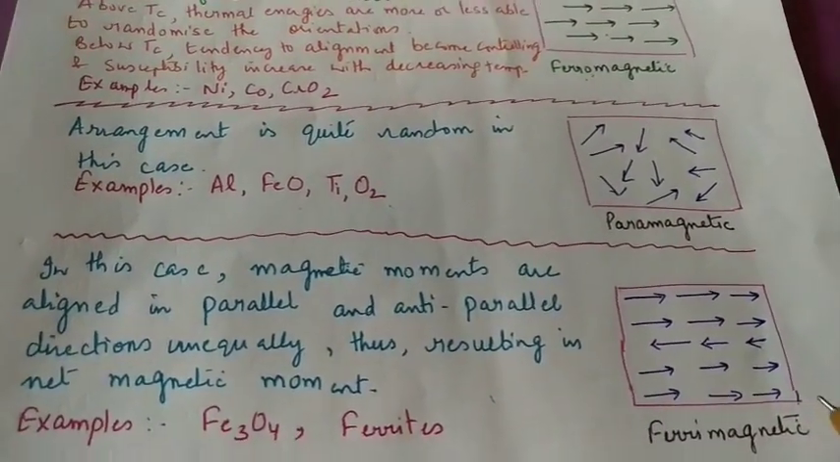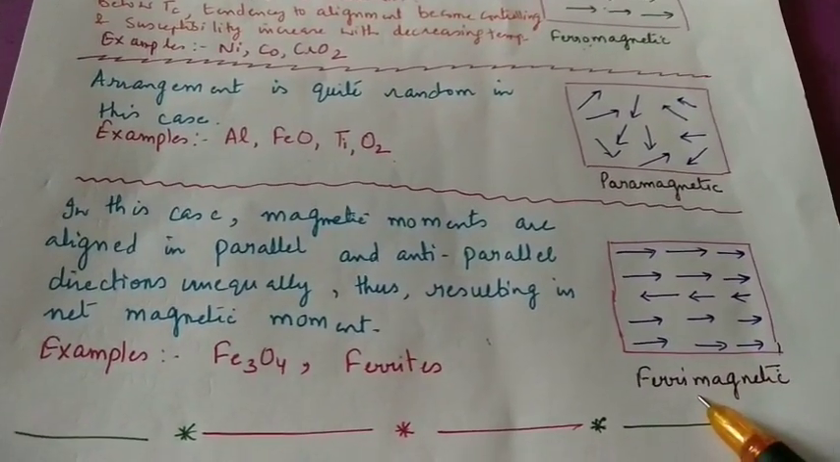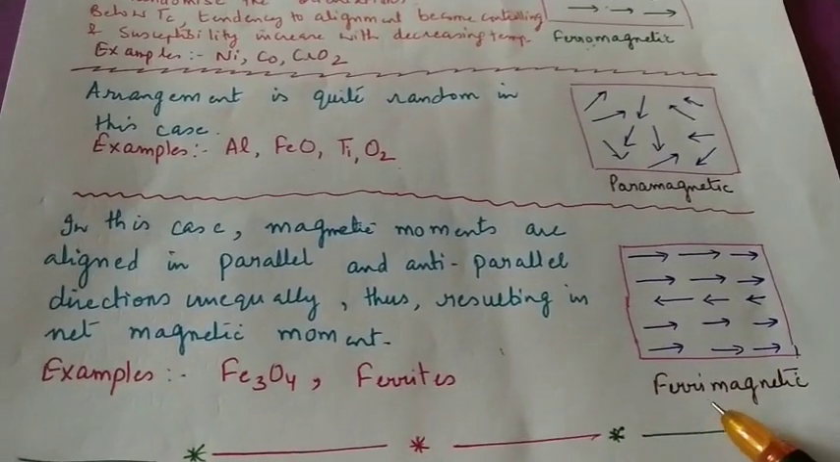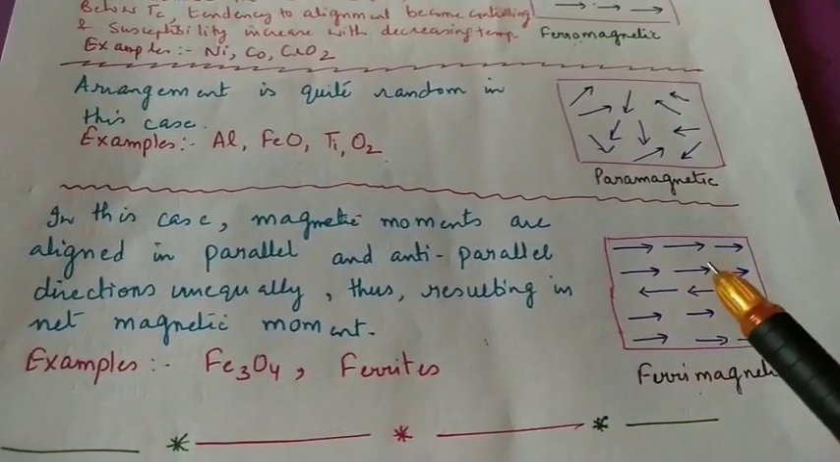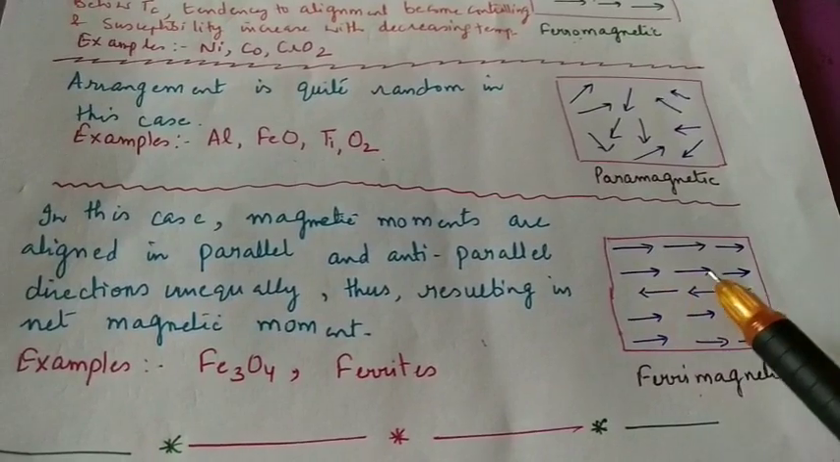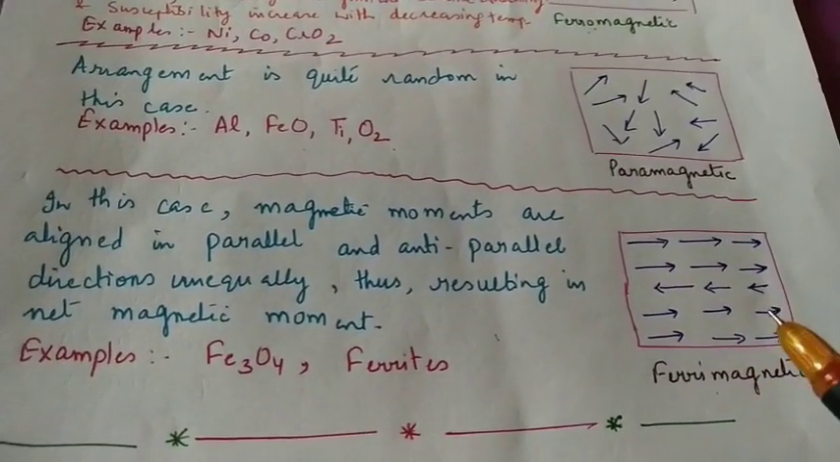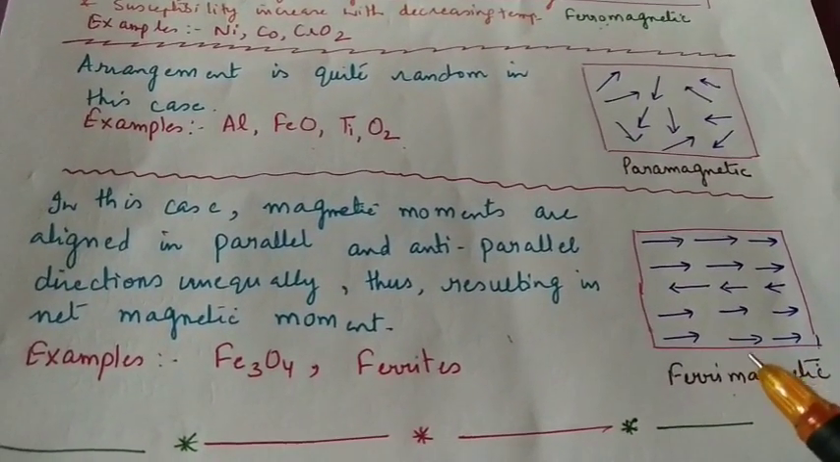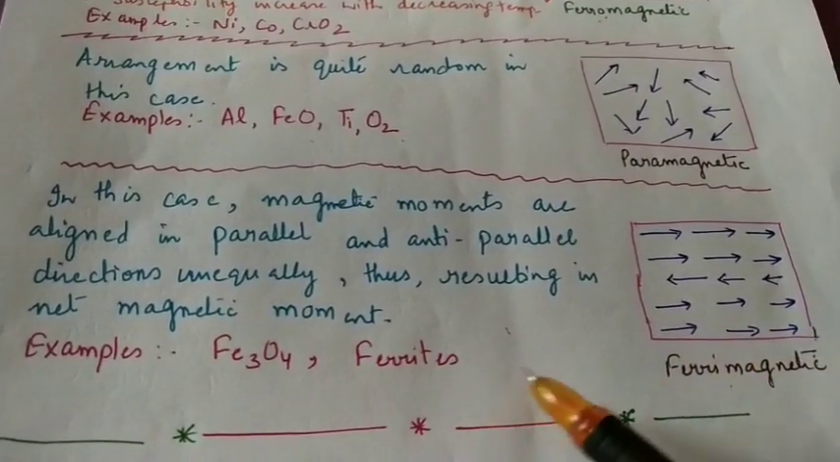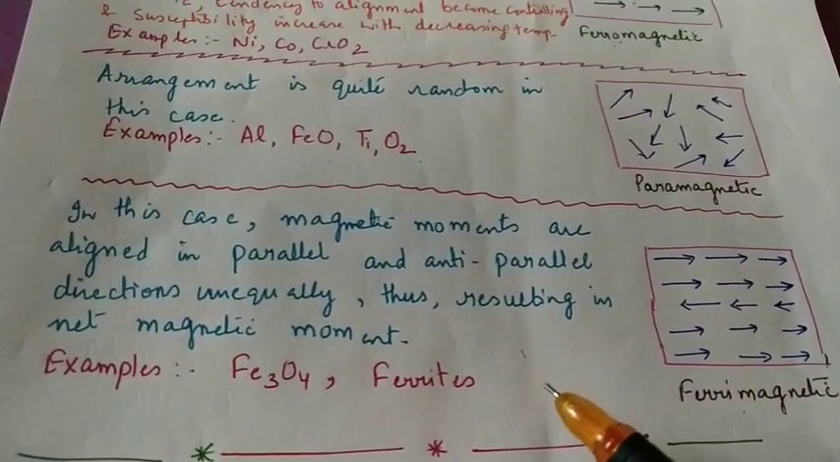Now there is one more type of substance found here, the ferrimagnetic substances. In ferrimagnetic substances, the alignment is like that. The magnetic moments are in parallel and anti-parallel directions unequally, thus resulting in a net magnetic moment. Examples are ferrites. So this is all.